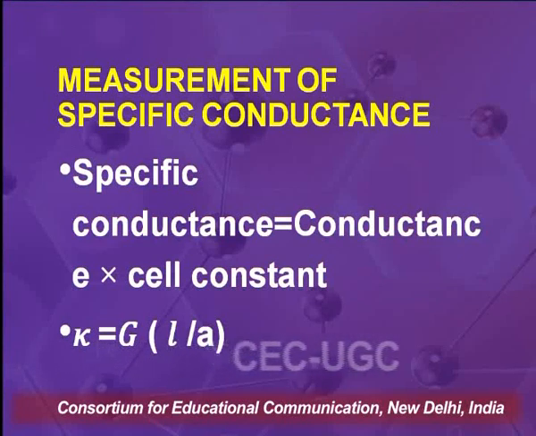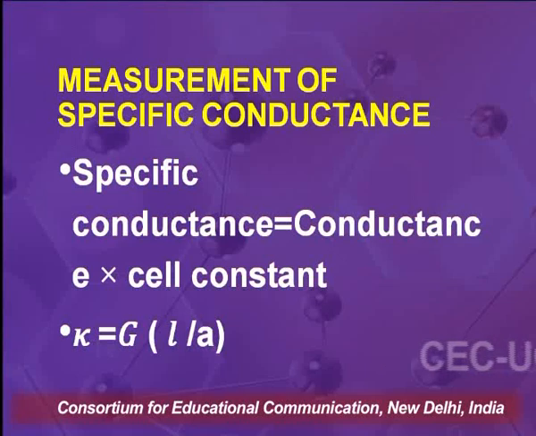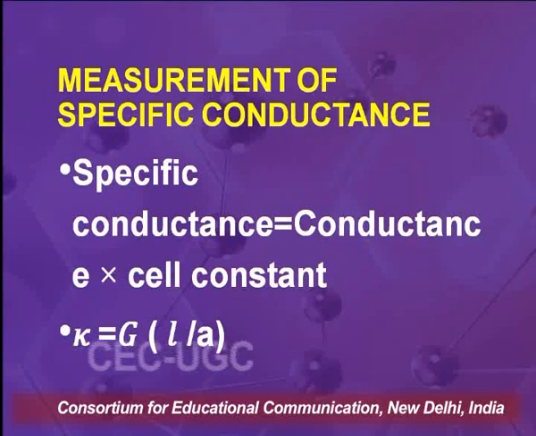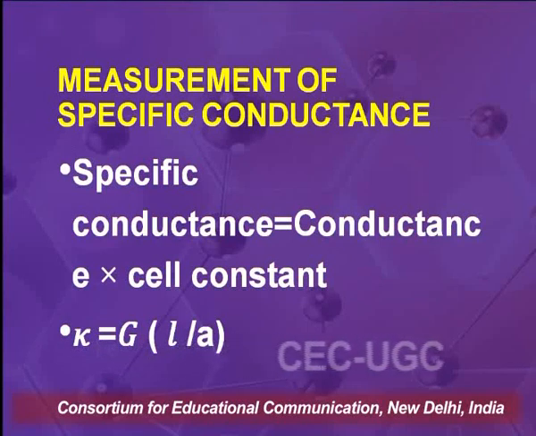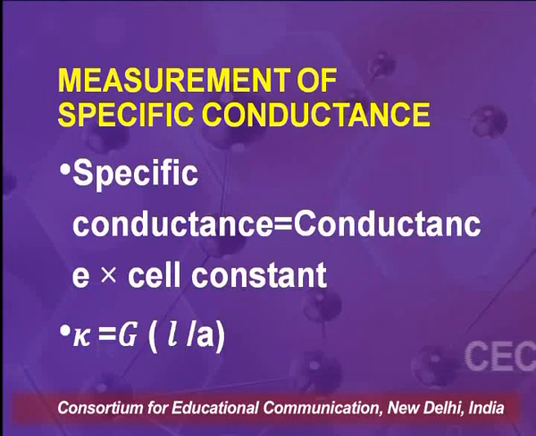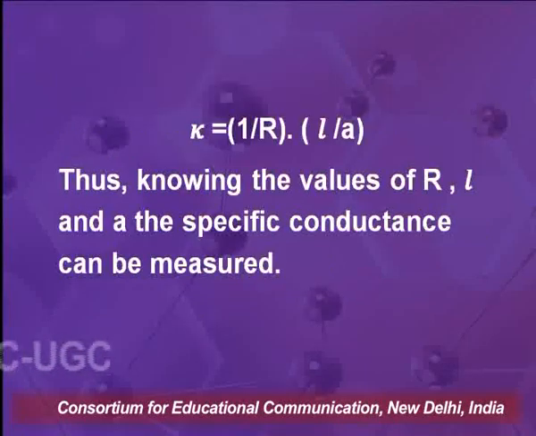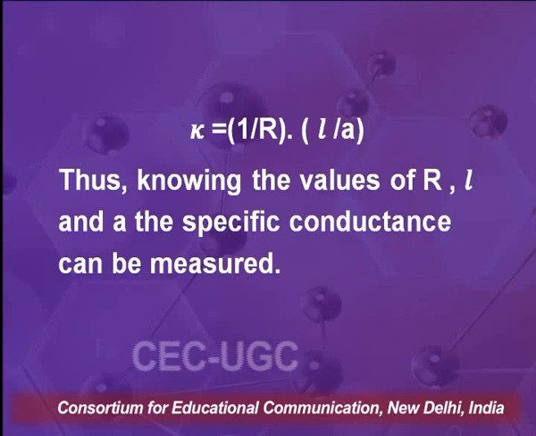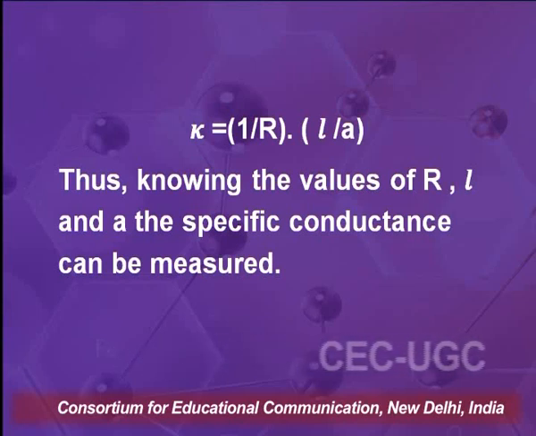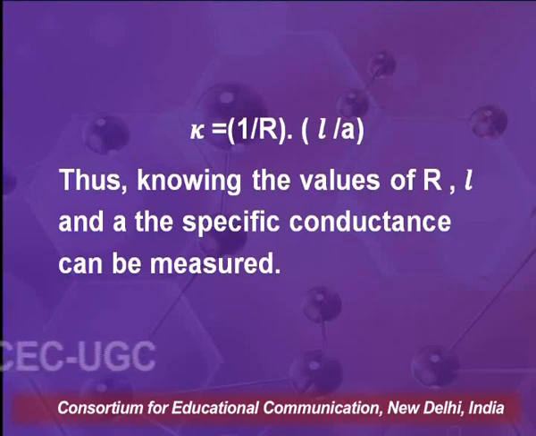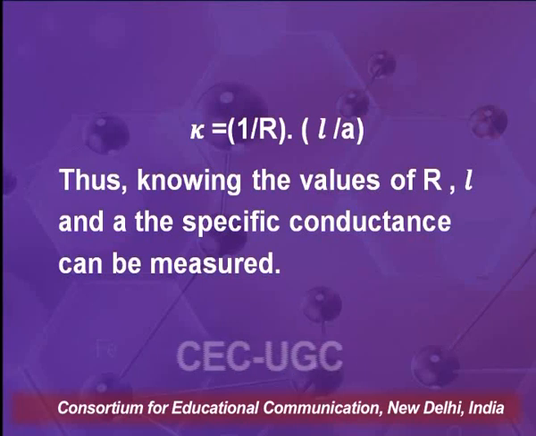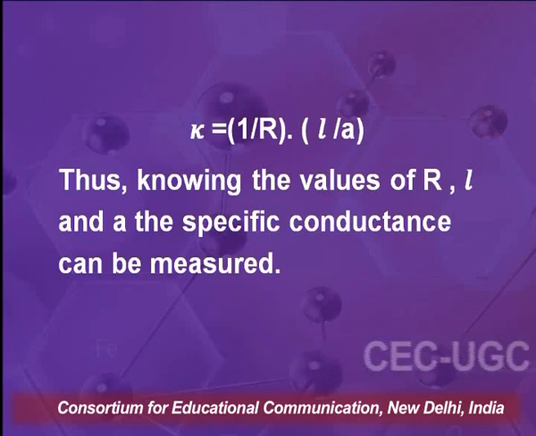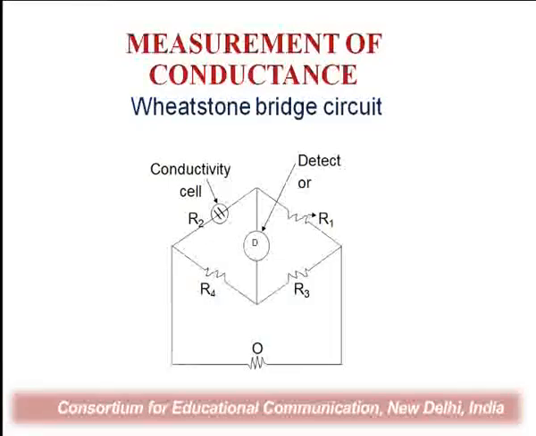Measurement of specific conductance. Specific conductance is related to conductance and cell constant. According to the relation, specific conductance is equal to conductance into cell constant. So kappa is equal to G into L by A. So kappa contains two terms, G or 1 by R and L by A, which is known as the cell constant. Thus, knowing the values of R, L and A, the specific conductance can be measured.